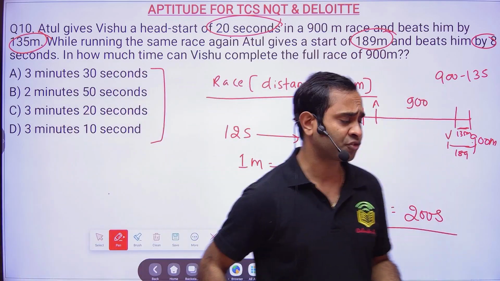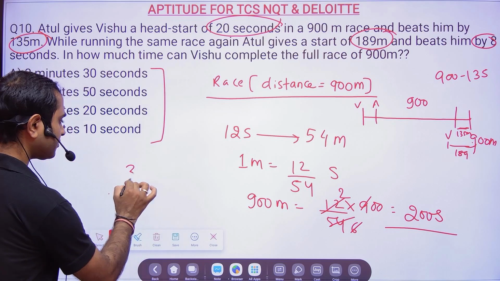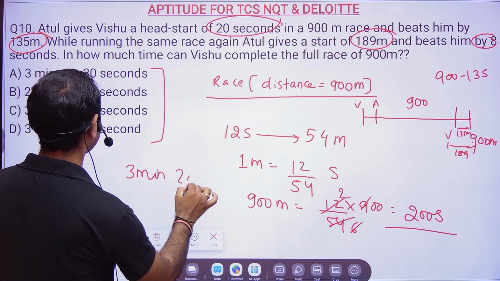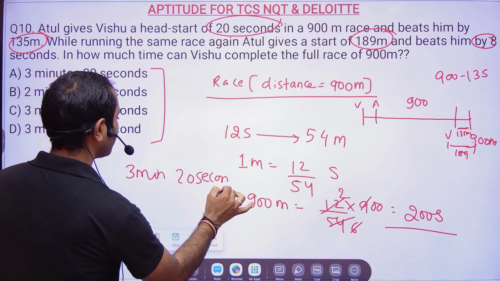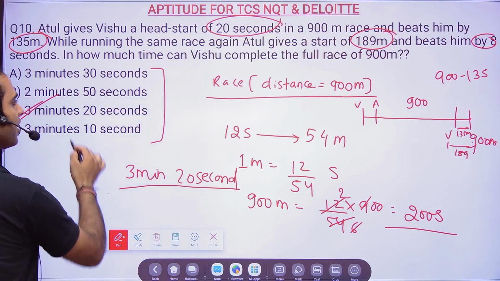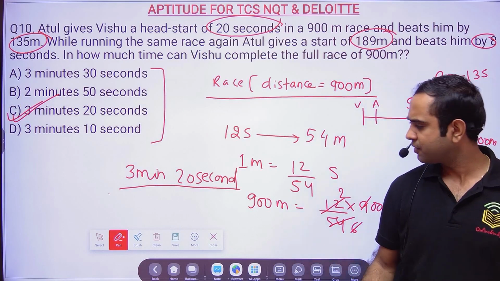Okay, anyway, this is the last question. So 200 seconds means 3 minutes, 180 seconds, plus 20 seconds. So this will be nothing but option C. Option C will become the correct answer for this particular problem. So again, this was an easy problem.